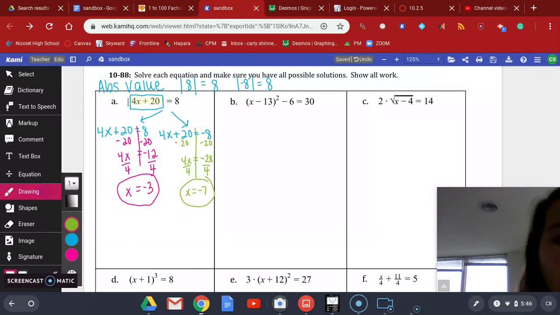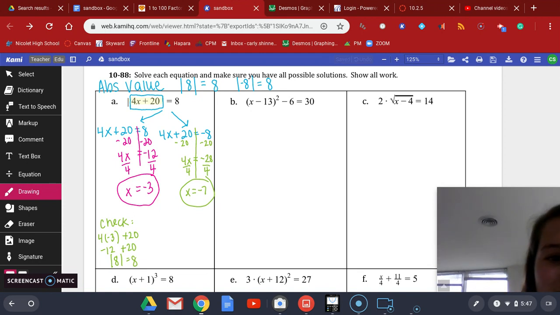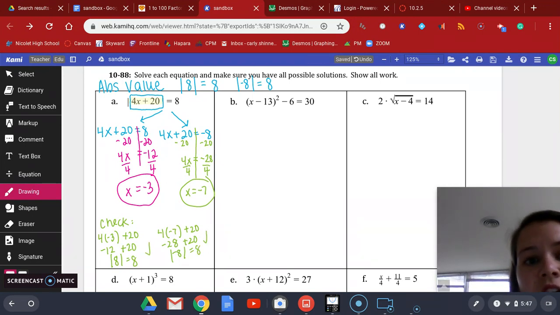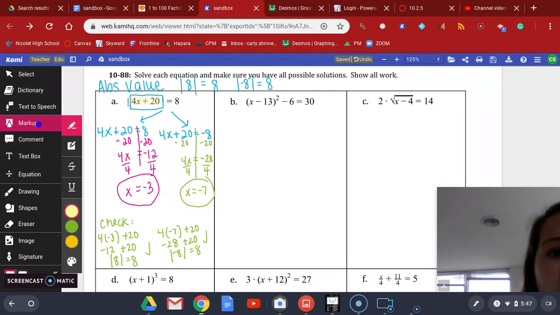Now, it is always a good idea to check your answers. And that just means I'm going to plug in -3 and make sure I get something that makes sense. And it looks like I get 8, and I know the absolute value of 8 is 8, so we're ready to rock and roll. Then I'm going to plug in -7 and make sure I get something that makes sense. And it does. So always a good habit to check your answer. You also could plug that into Desmos and make sure you get something that makes sense, all right? Let's move on to letter B.